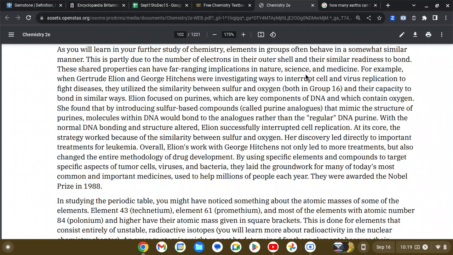Overall, Elion's work with George Hitchings not only led to more treatments, but also changed the entire methodology of drug development. By using specific elements and compounds to target specific aspects of tumor cells, viruses, and bacteria, they laid the groundwork for many of today's most common and important medicines used to help millions of people each year. They were awarded the Nobel Prize in 1988.